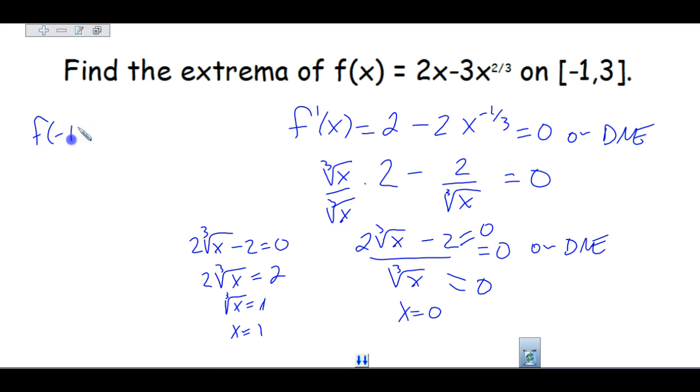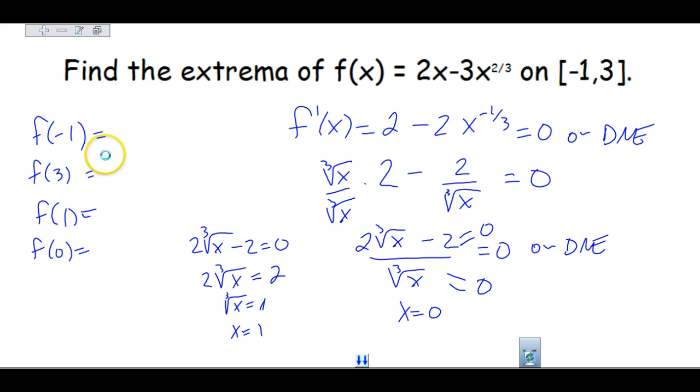All right, so now we have our list of values to check. I want to know what f of negative 1 is. I want to know what f of 3 is. I want to know what f of 1 is. I want to know what f of 0 is.